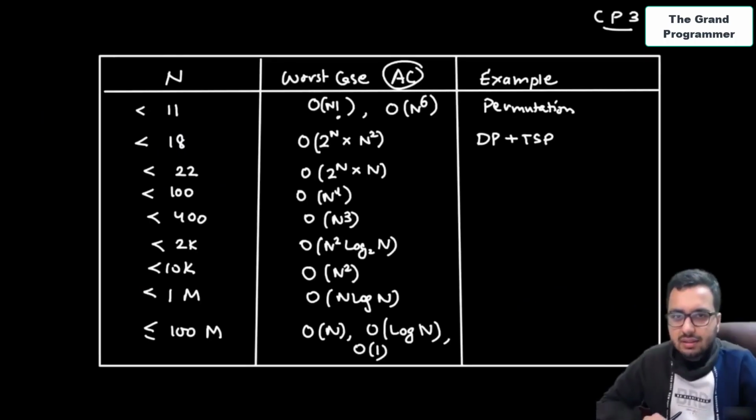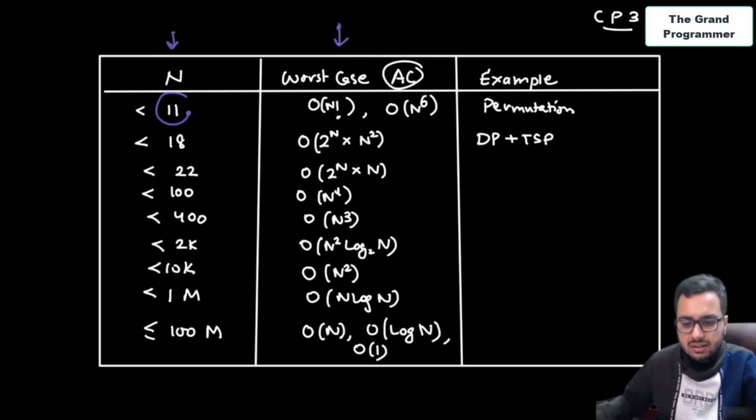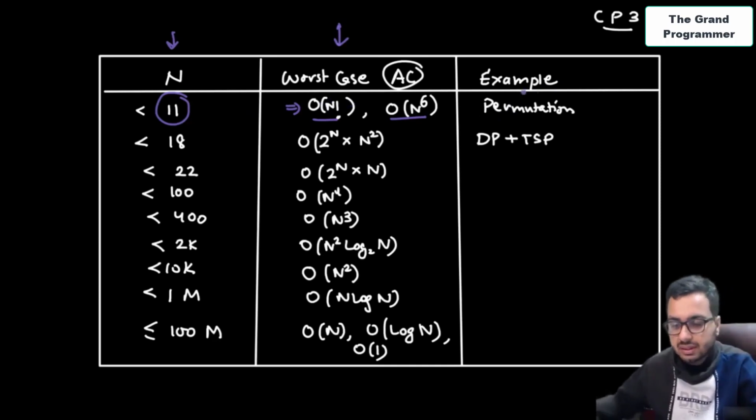Hi everyone, in this video we are going to talk about some common complexities that will pass the worst case given this constraint. If n is very small, let's say up to 11, then you can use an algorithm that has up to n factorial complexity. For example, if you want to find permutations of a string of length 10, you can easily do it because permutation takes n factorial complexity, and this will pass the 1 second time limit.